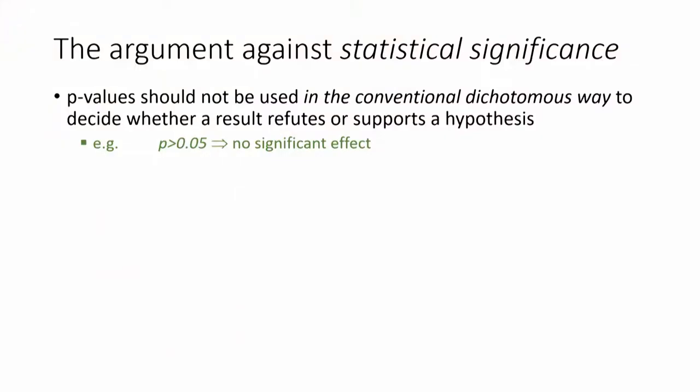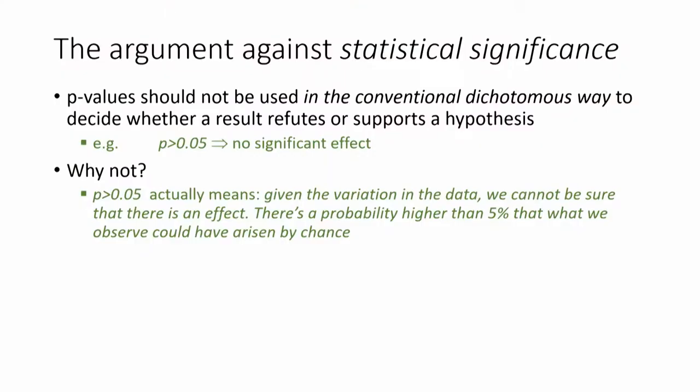So just a flavour of the argument against using statistical significance. What they're saying has, I think, been a little bit misrepresented in some of the debate, because people have said it's about not using p-values. If you read the article, it's really not about not using p-values. What they're arguing is that p-values should not be used in this dichotomous way where you say this is a statistically significant result and this one is not. So if we get a p-value of bigger than 5%, we say there's no significant effect. So what's the argument against that?